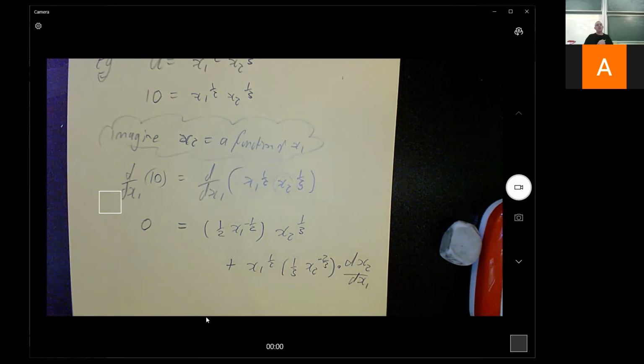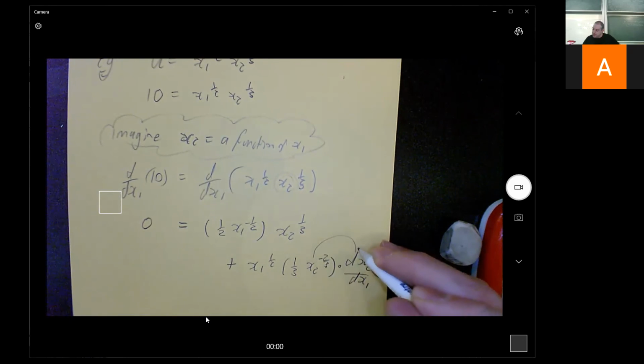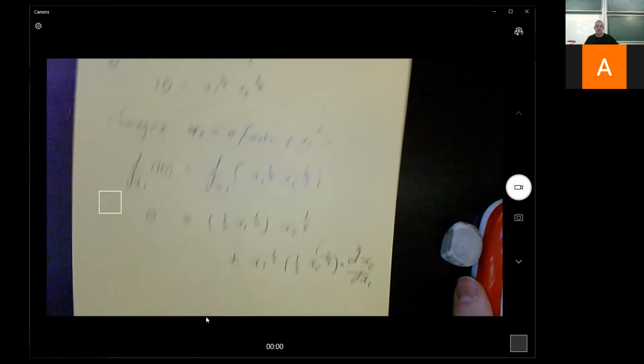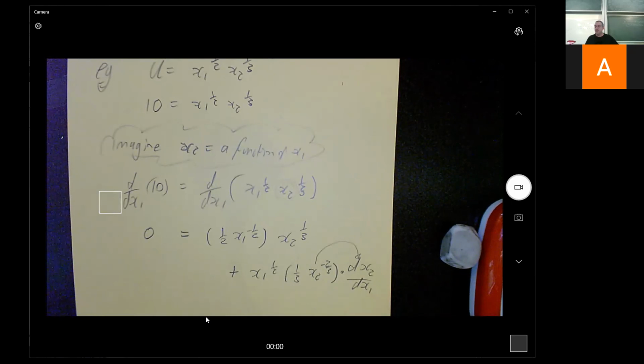How do you feel about that move that I just made? So you're doing that because of the chain rule? Yeah. So this plus was because of the product rule. But this bit here was because of the chain rule. Oh, yeah, I see. Yeah, because the x2 is secretly a function of x1. I just don't know what the formula is.